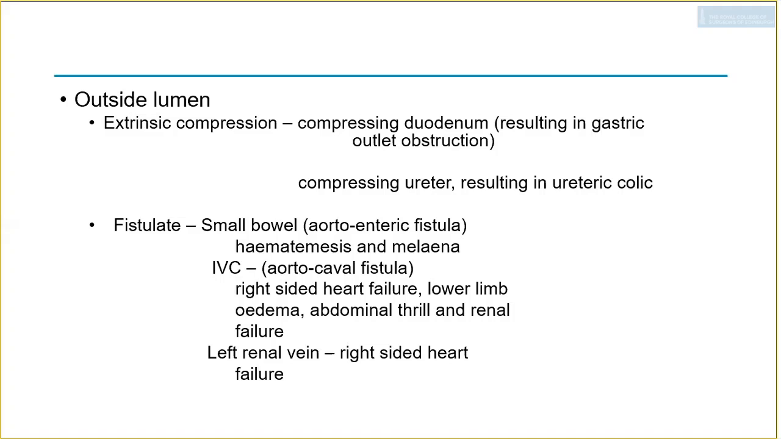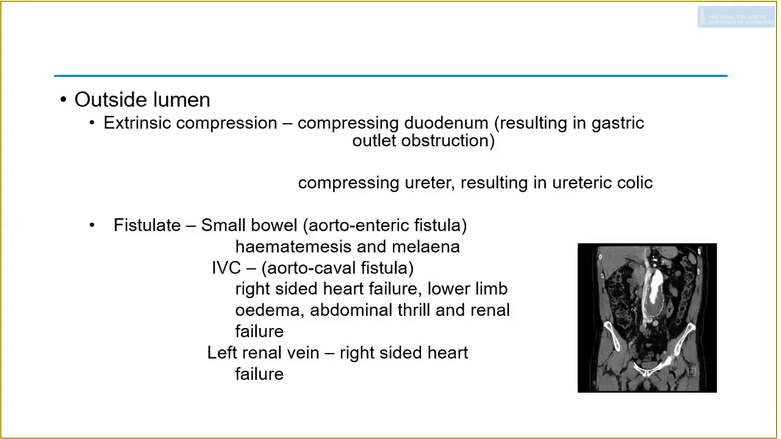You can also have aneurysms fistulating to the IVC, what we call an aortocaval fistula. If you look at the CT scan on the right, the arrow is pointing to the IVC. This is arterial phase imaging. You normally shouldn't see contrast in the IVC, but in this case, you can see the IVC highlighted quite clearly. So blood is now gushing from the aorta straight back into the IVC, and as a result of that, there's a risk of right-sided heart failure.